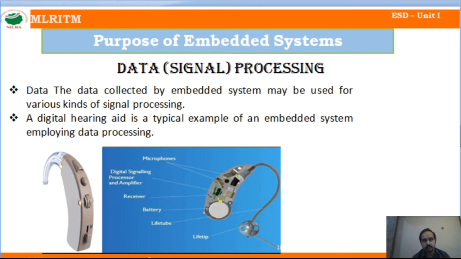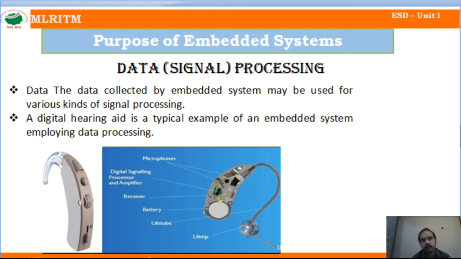You may know some people having some problem with hearing. For those people we can provide a hearing aid. Just like our earphone, some device will be attached to their ears and one external device will be there. So what are the components of that external device? Microphones will be there, digital signal processor, amplifier, receiver, battery, live tube, and live tip. This live tip will be attached to the ear.